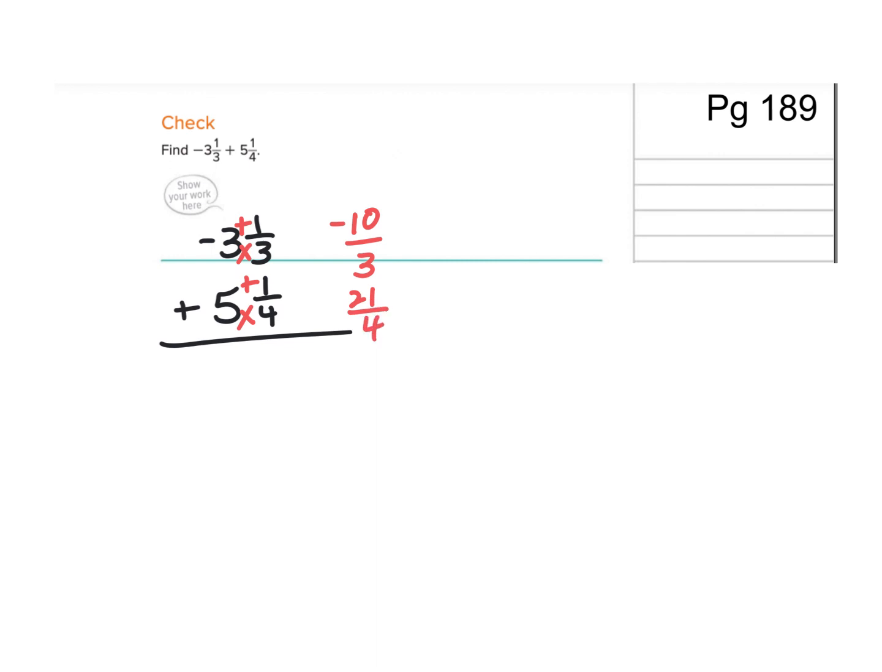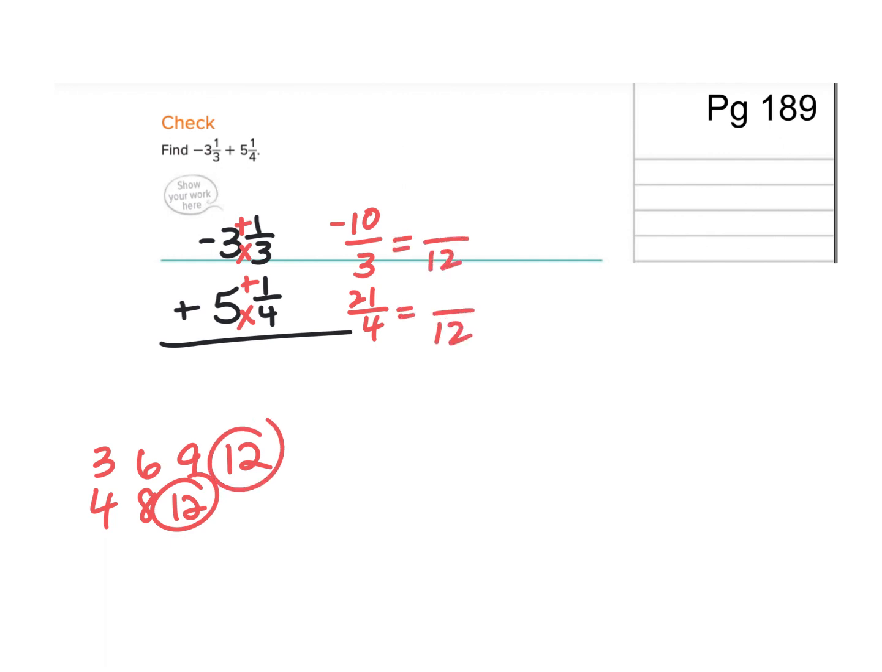Now you guys need a common denominator for 3 and 4. Again, if you're not sure how to do that, you go 3, 6, 9, 12. Count by 4s: 4, 8, 12. First thing they have in common is a 12. So I'm going to make the denominators out of 12. Now from 4 to 12, it's times 3. So I need to do 21 times 3. If you can't do that in your head, you just come down here and do 21 times 3. 3 times 1 is 3. 3 times 2 is 6. So it is 63. On the top one, I'm going to do 3 times 4, and then negative 10 times 4 gives me negative 40.